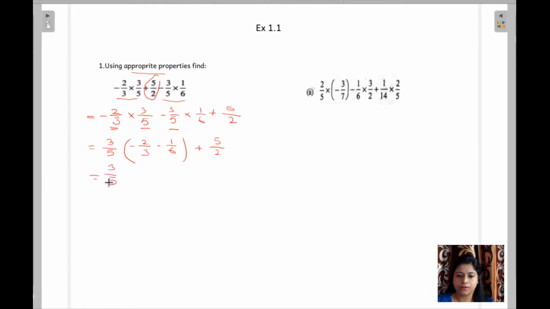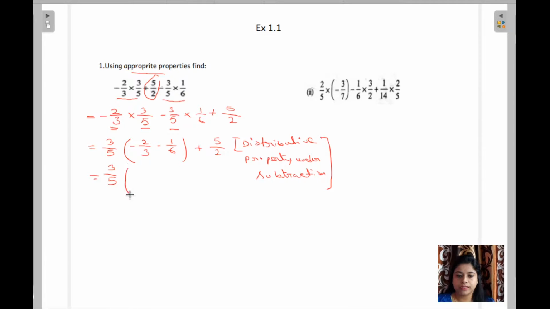Now before solving, which property have we used here? We have used the distributive property under subtraction. So here we have to write distributive property under subtraction. As the question says, use appropriate property, so we have to mention which property we have used to solve this sum.